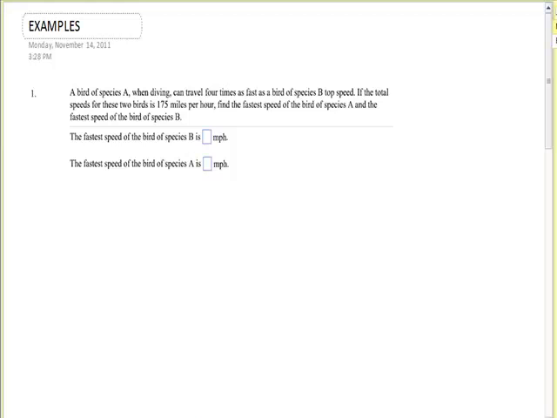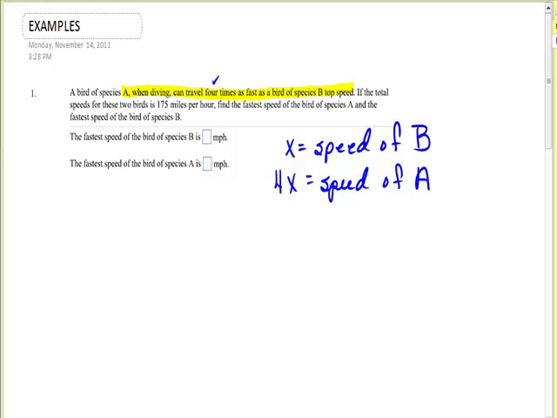All right, let's look for a comparison. A bird of A, when diving, can travel 4 times as fast as a bird of B. That's my comparison. All right, which one do you know nothing about? A is 4 times as fast as B. So I'm going to let X be speed of, and I'm just going to call it B. Well, what do you know about A? He's 4 times as fast. How could you express that? 4x. Now that's what we practiced, the comparison.